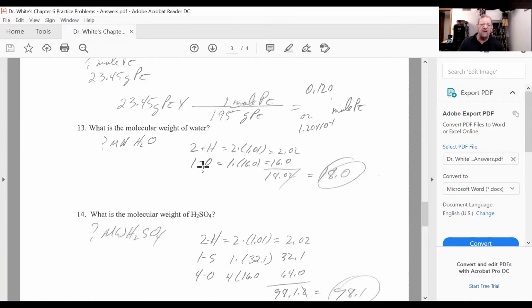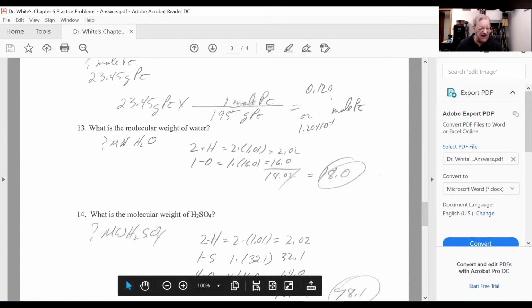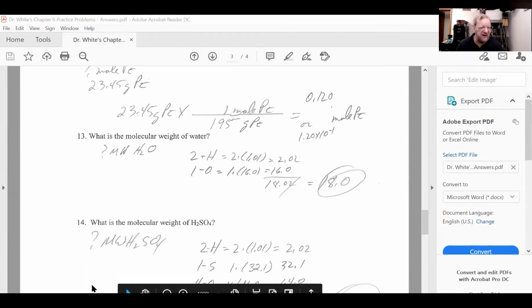On test number 2, it will say under your name, please use proper significant figures for all calculated answers. And it will say, please round off all atomic weights to 3 significant figures. Hold on, because I forgot to open up my periodic table.